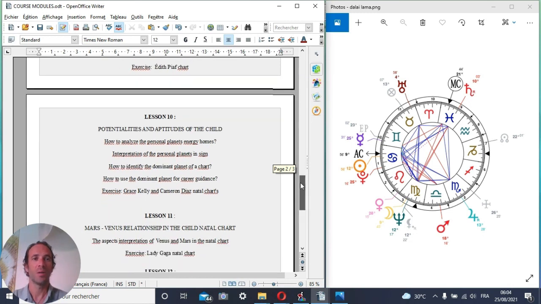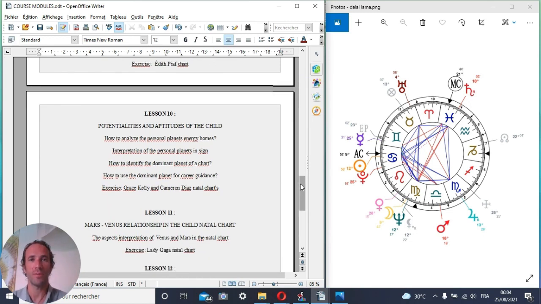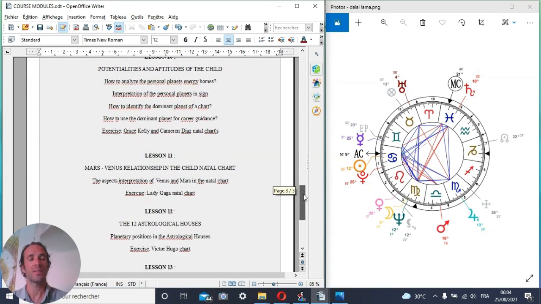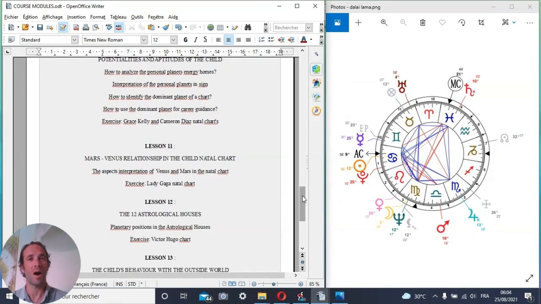Lesson 10, the potentialities and aptitudes of the child. We'll interpret the planet in sign. Lesson 11, Mars, Venus, the way to act, the way to love. So we see all the aspects from Venus to Mars, and we'll interpret this to make an energy circulation in the natal chart.